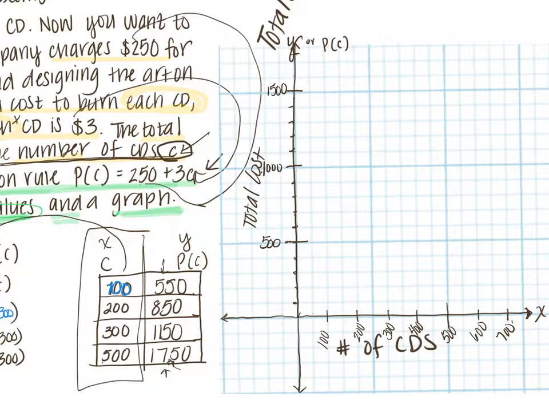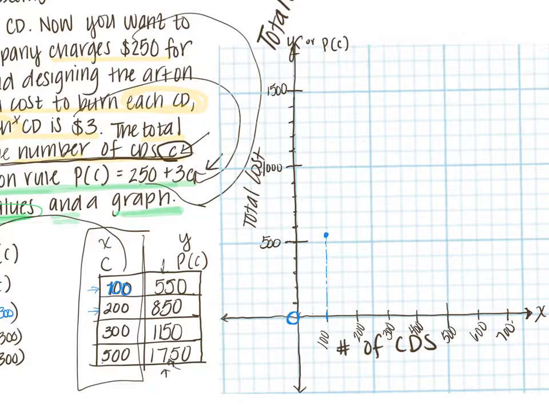Again, we always start with our x-axis, and we always start at our origin down here. So my first point is 100. That's right here on my C. And then that has to match up with my 550 on my y. So I'm going to take it all the way up here, and it's about, right here. It's on the line in between 500 and 600. That's 550.